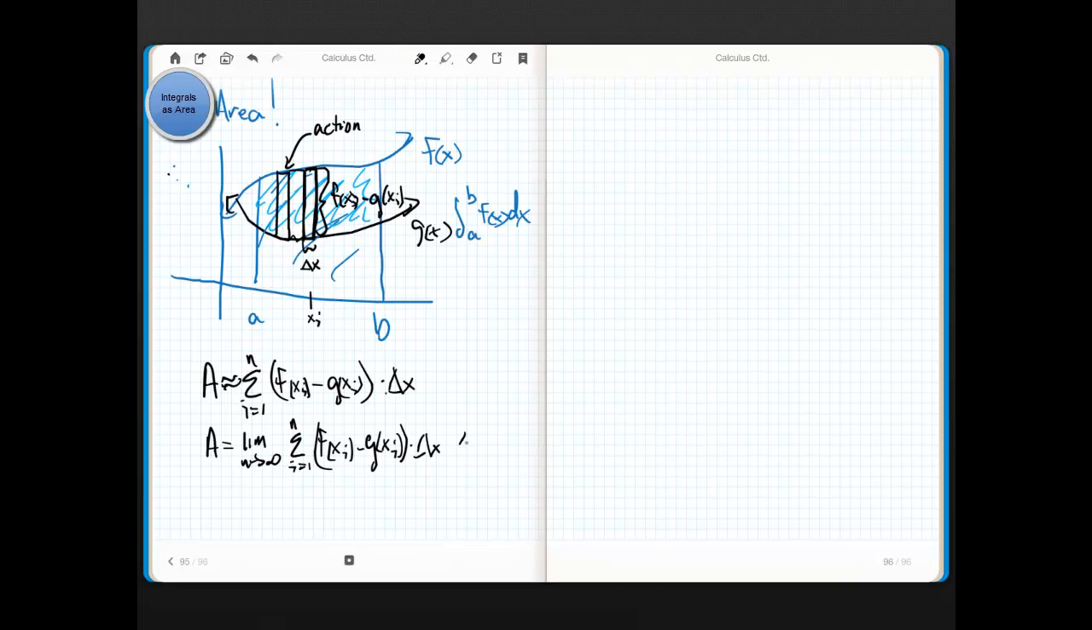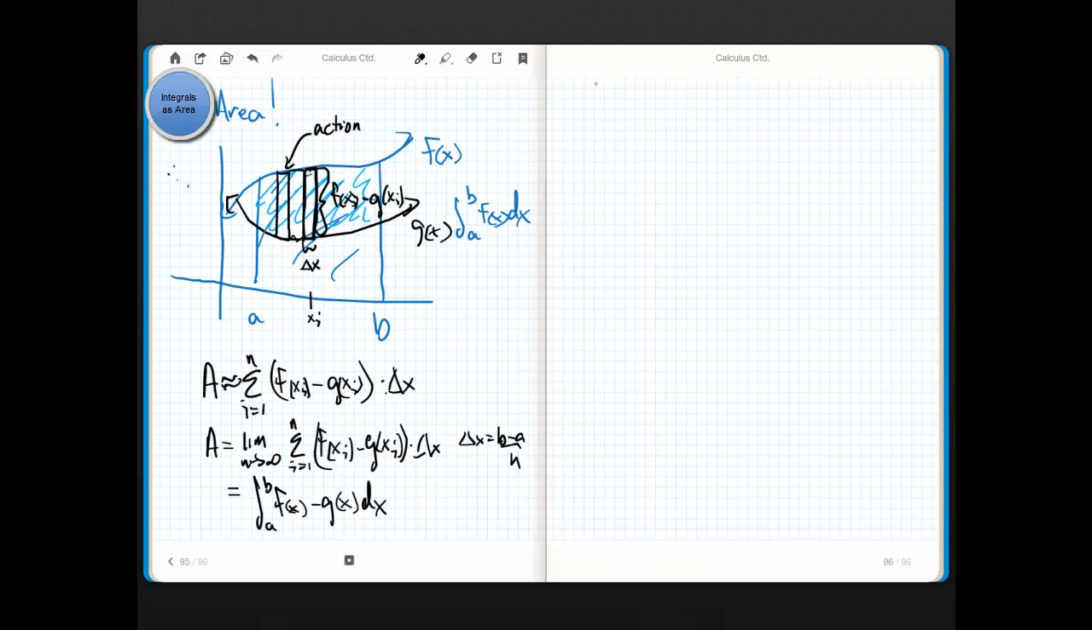Remember what delta x is? Delta x is always equal to b minus a over n. And what do we know that this equals? We've done this already. This is simply the integral from a to b of f of x minus g of x dx. Now, this is the formal theoretical way to build this, all right?